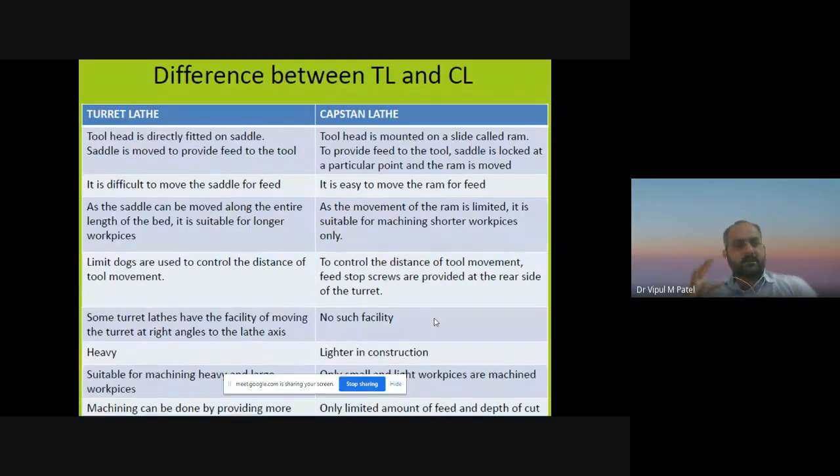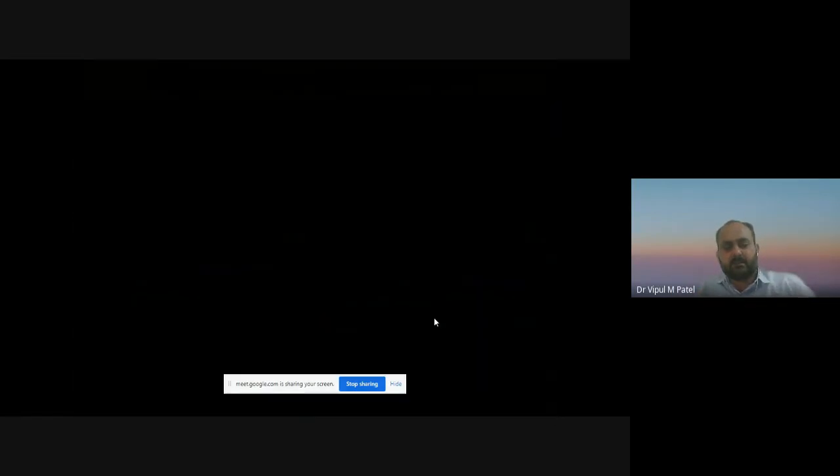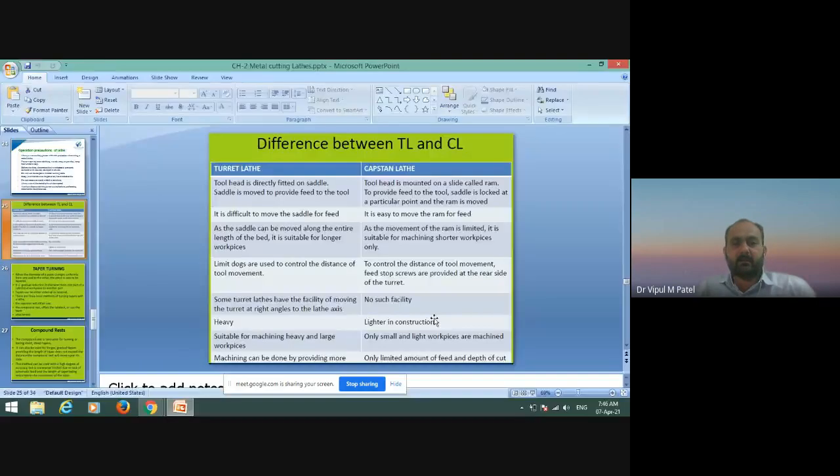So that's why we can easily handle workpieces which have a very good length, right? But in the capstan lathe, as the movement of the ram is limited, it is suitable for machining shorter workpieces only.